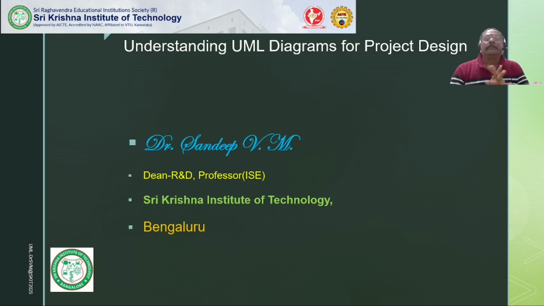When we are developing any software system, we need some proper way of documenting things, and one of the best tools for documenting the design process of any software system is UML diagrams. So let's try to understand what UML diagrams are and how they can help us in our project design. So let's get into that.